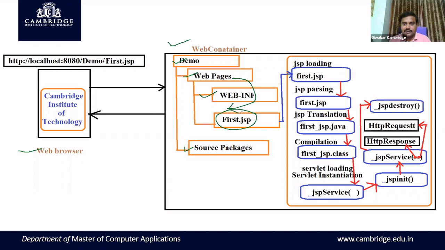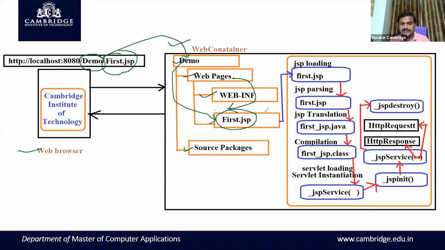Now, after creating the project, what happens? The request you're going to send through the client. In the address bar you're going to type http://localhost:8080/demo/first.jsp, where demo is the name of your project and first.jsp is the name of the JSP file. Then what happens here? It is going to search for the particular web application in the container. Then after that, it is going to find this particular first.jsp.